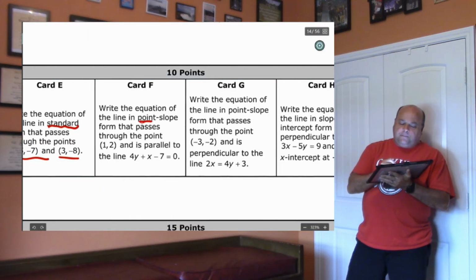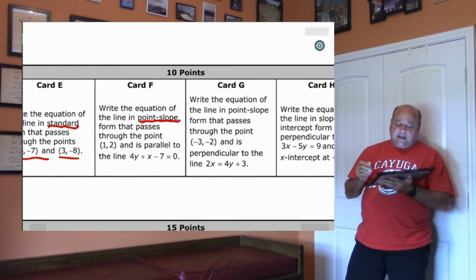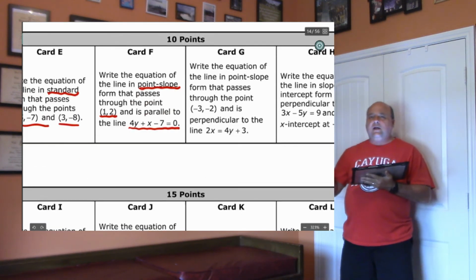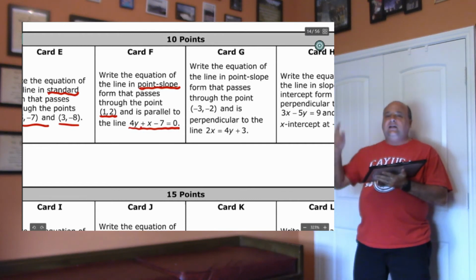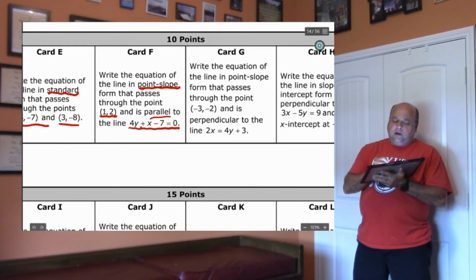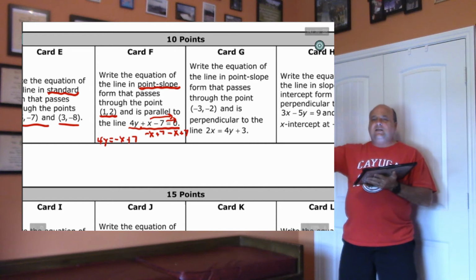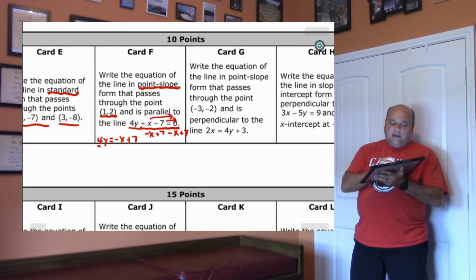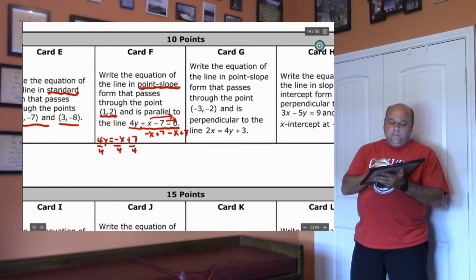Okay, write the equation in point slope form, which is going to be a piece of cake, that passes through this point and is parallel to this line. So let's stay right here and let's get this. We need to solve it for y, don't we? So I'm going to move the x and the 7 over. So 4y equals -x plus 7. So I move the x and the 7 to the right and the sign's flipped. Now then I'm going to divide by 4. And I'm going to get y equals -1/4x plus 7/4.